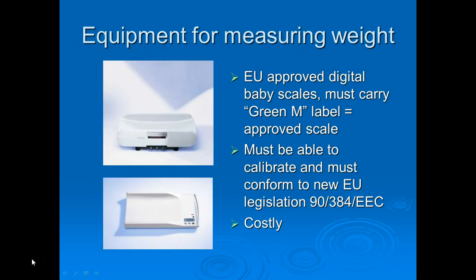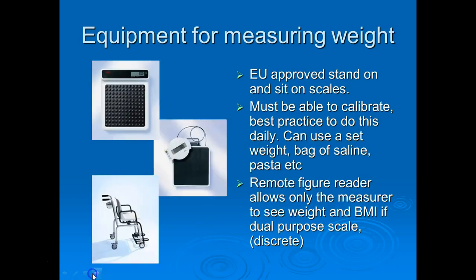Measuring weight, we now use EU approved digital baby scales. They must carry a specific green M label to demonstrate that it's approved. They must be able to be calibrated, and they must conform with EU legislation. Obviously that means that they're costly, but a lot of settings have them now, and this was introduced a number of years ago.